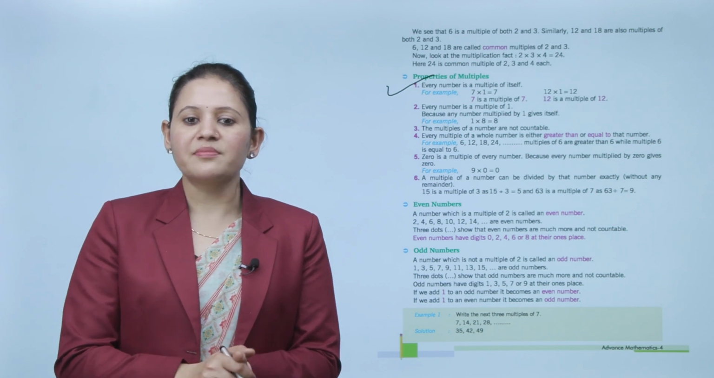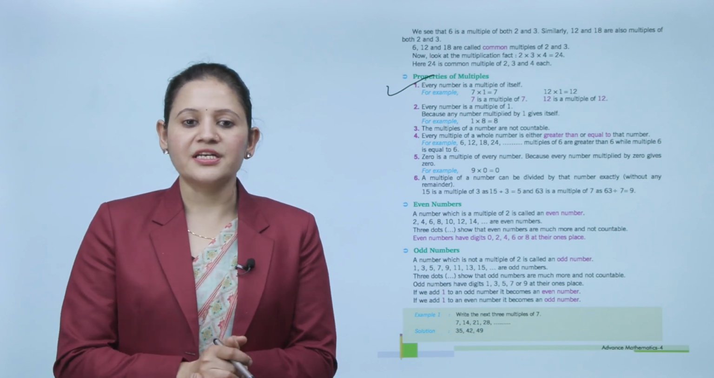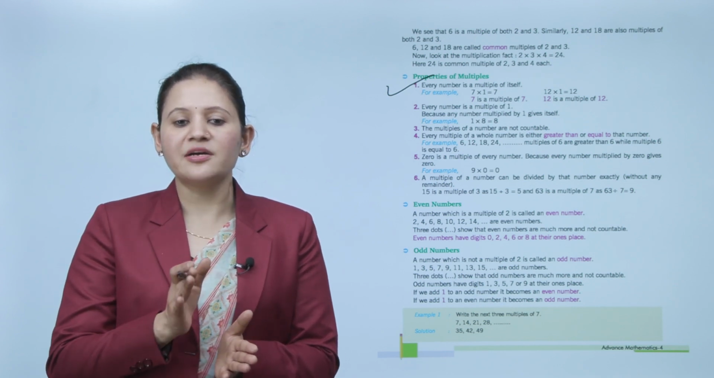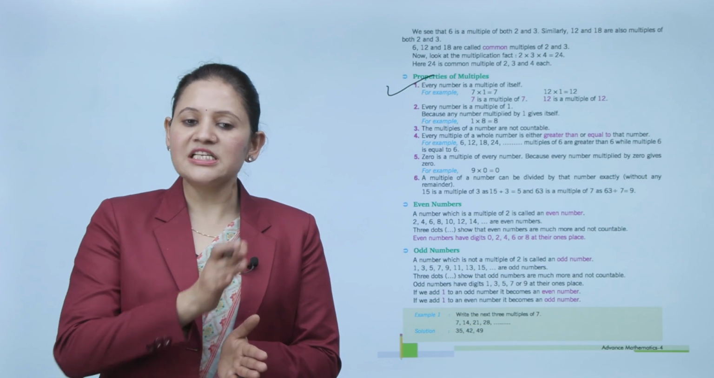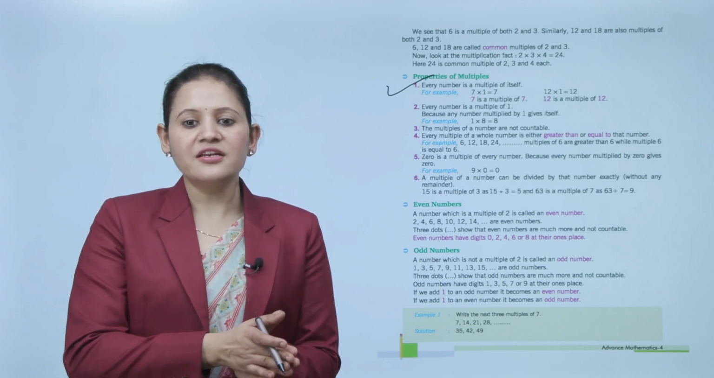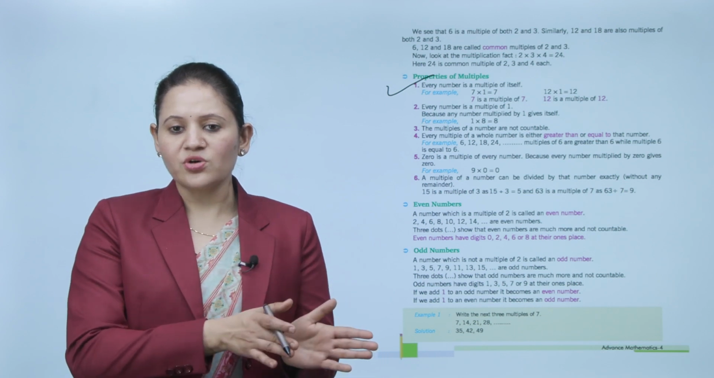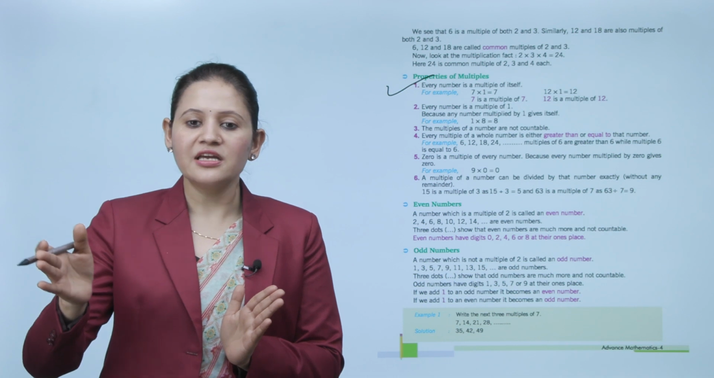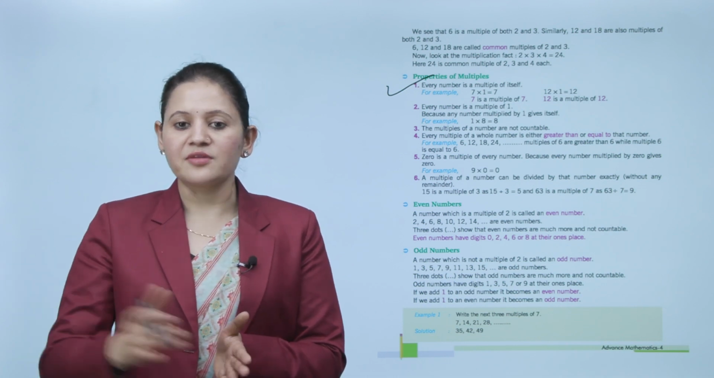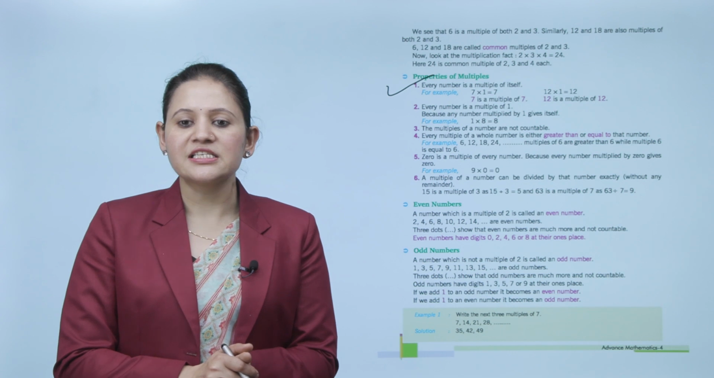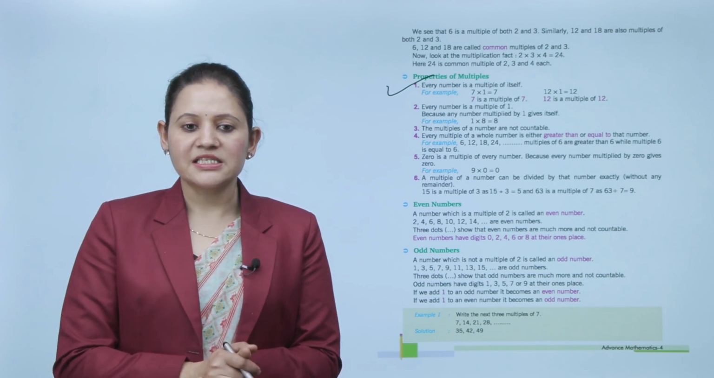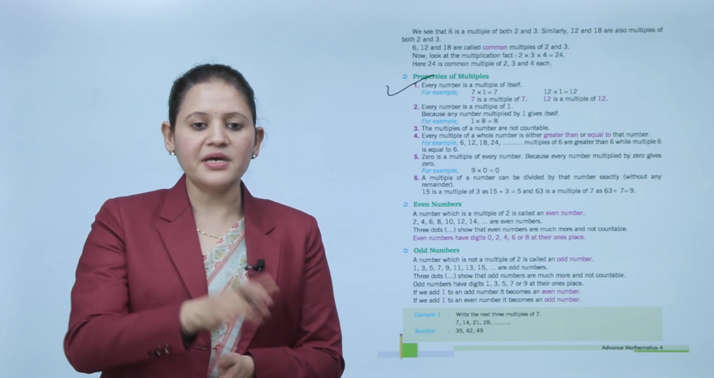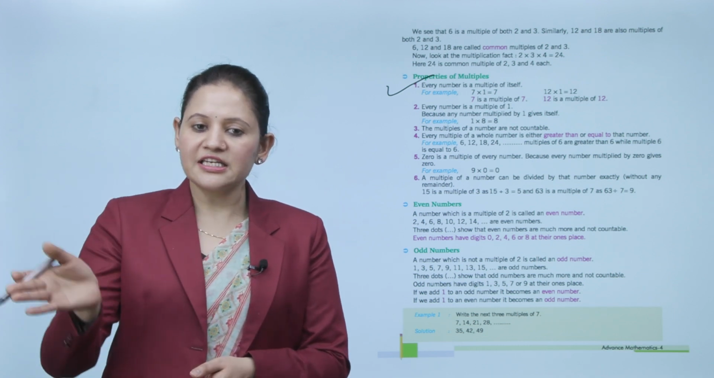The multiples of a number are not countable. They are infinite. Every multiple of a whole number is either greater than or equal to that number. The least multiple of any number is the number itself, equal to the number, and all the other multiples are greater than that number. And it goes infinite. Multiples of 6 are greater than 6, while the first multiple of 6 is equal to 6. Like the multiples of 6, the least is 6, equal to that number, and all other multiples are greater than 6.